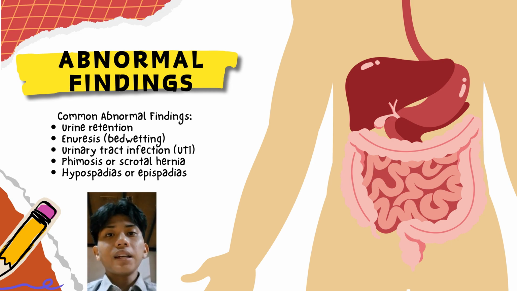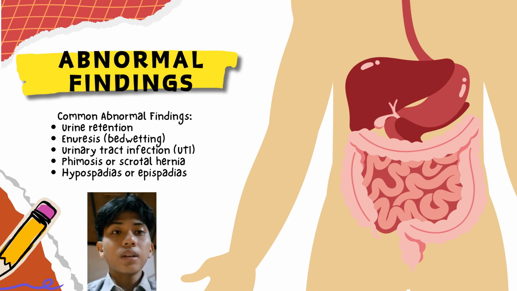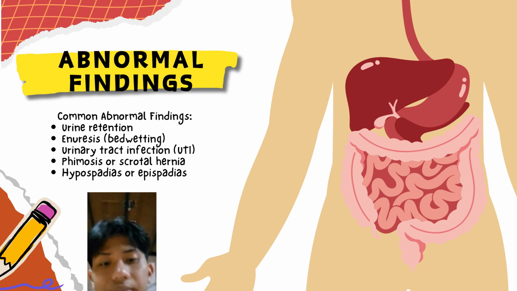For the abnormal findings, common abnormal findings in the genitourinary system include urinary retention, enuresis or bedwetting, UTI or urinary tract infection, and also anatomical abnormalities such as phimosis, scrotal hernia, and also hypospadias and epispadias. Early recognition of these conditions enables timely intervention and prevents long-term complications.